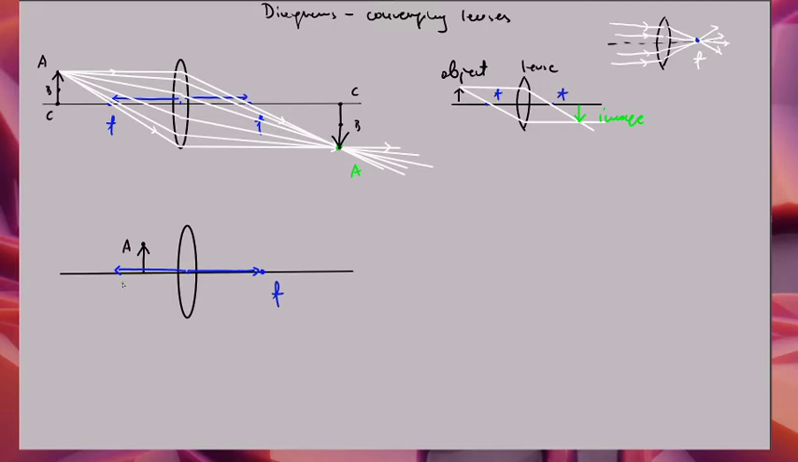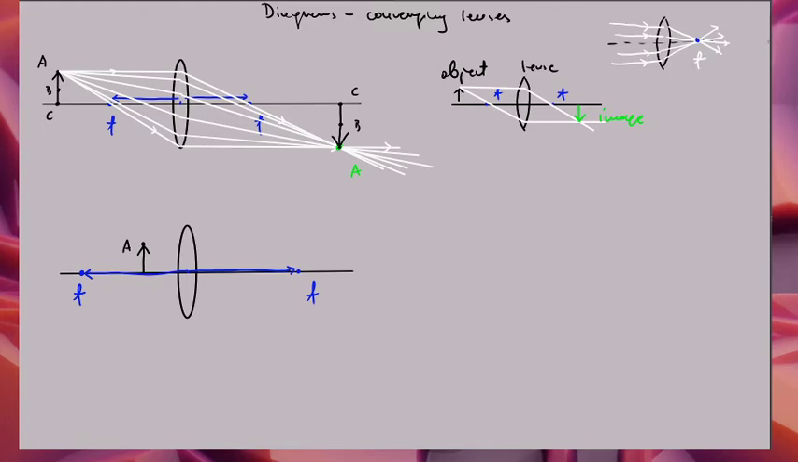I probably should have put it somewhere farther out. So let's say that the focal point is here. And then I'm going to make sure that this distance here is the same as this distance here. And that's about right. So there's that. And now let's try to figure out the image.